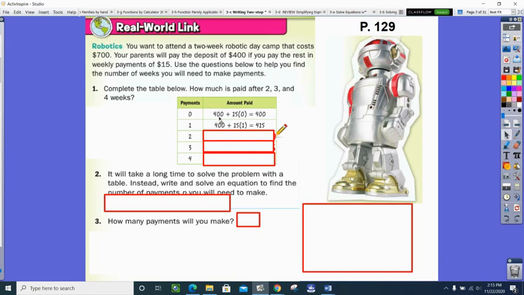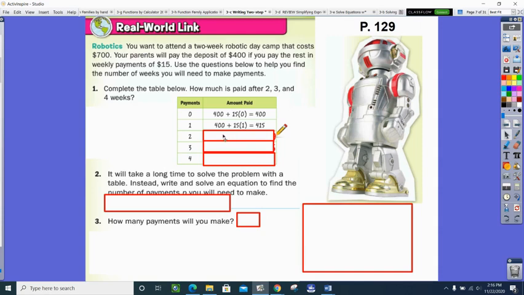So remember that your parents paid the $400. So when we have no payments, no time has gone by, you haven't made a payment, you have $400 that they gave you plus none of yours. You did not pay a payment yet. And 15 times 0 would be 0. So 400 plus 0 would be 400. Now, after 1 week, after one payment, you'd still have their $400 plus now you have one payment of 15. So you would have 415 heading towards that $700.